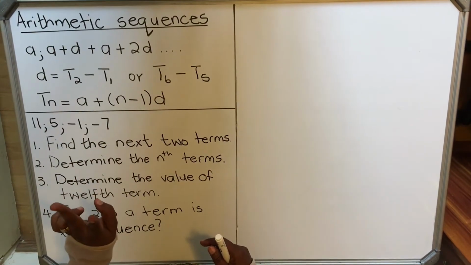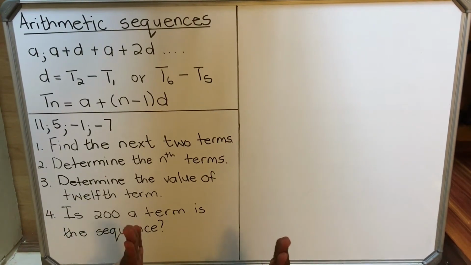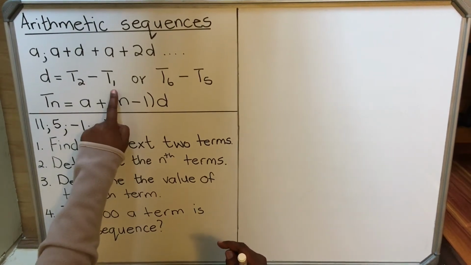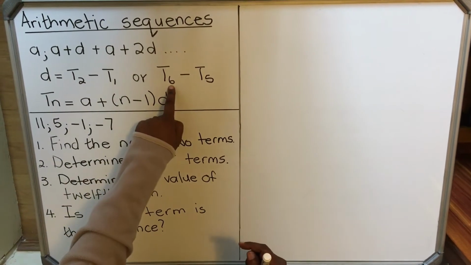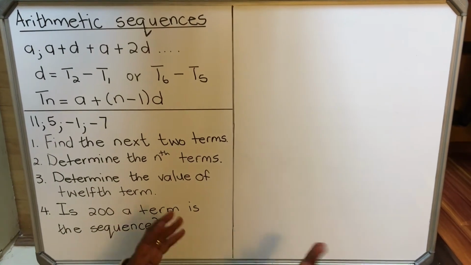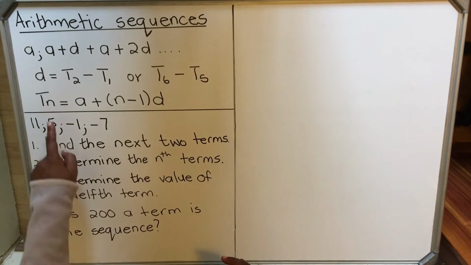Consecutive means two terms that follow each other. It can be anywhere in your pattern. Just take the bigger term minus the smaller one: term 2 minus term 1, or term 6 minus term 5, or term 100 minus term 99. It doesn't matter where. And then you have the general formula.